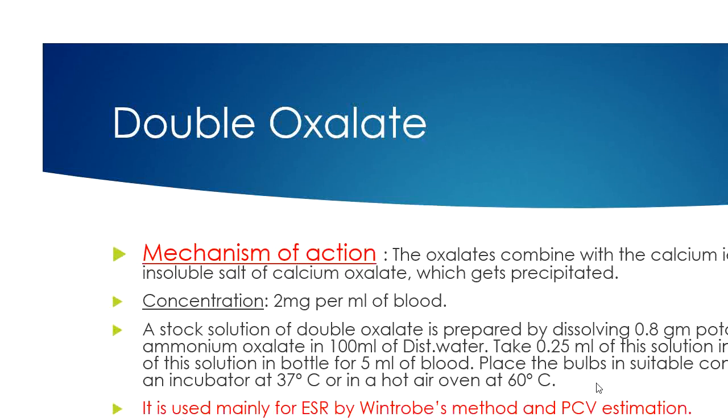So it is mainly used for ESR by the Wintrobe method or PCV by the Wintrobe method. So double oxalate is mostly used for ESR and PCV by the Wintrobe method. Disadvantages: it does not preserve the morphology of blood cells very well. So it is not recommended for hematological tests like cell count.